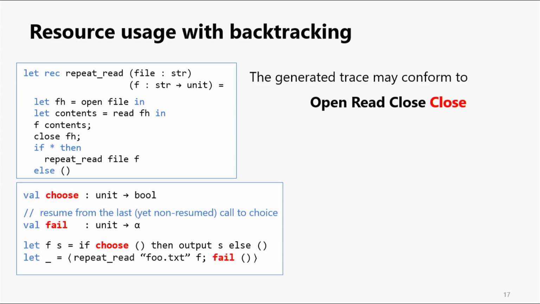The fail function means that this execution path is a failure. So it resumes the program from the point of the last call to the choose function. The choose function is called via the argument function. So the program is resumed from here, and then the program again tries to close the file handler again. So this is the unexpected behavior.